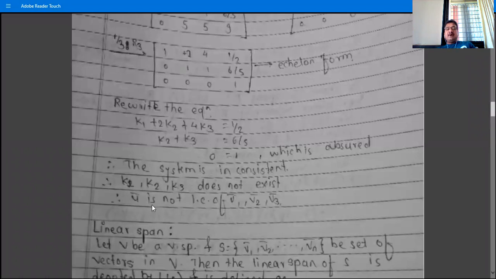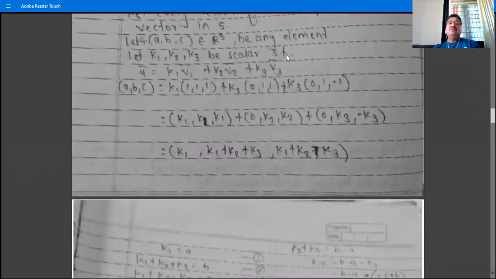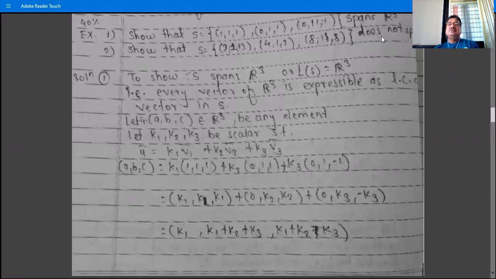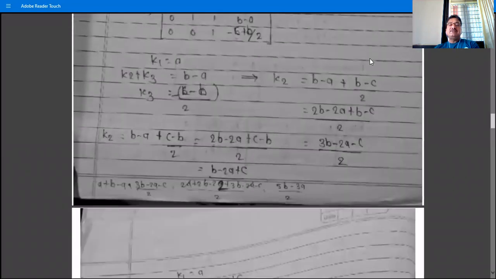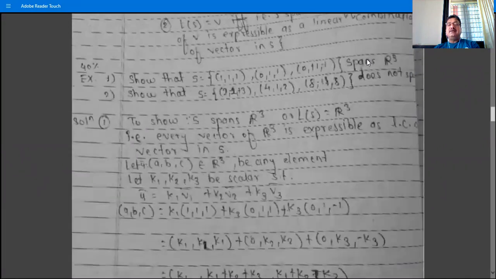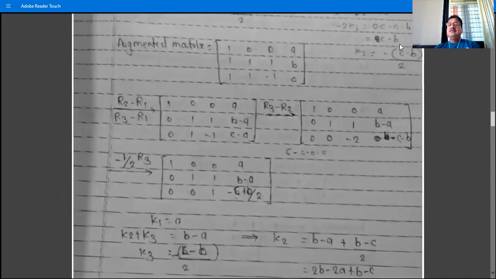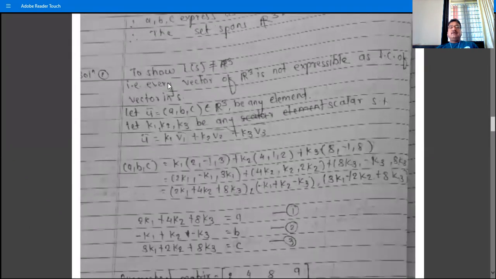And so U bar is not a linear combination of V1, V2, V3. So the second example. What is the second example? We have to show now this set, the other set, that 2, minus 2, 3, 4, 1, 2 and 8, 1, 8, does not span R3. So we have to show LS is not equal to R3.